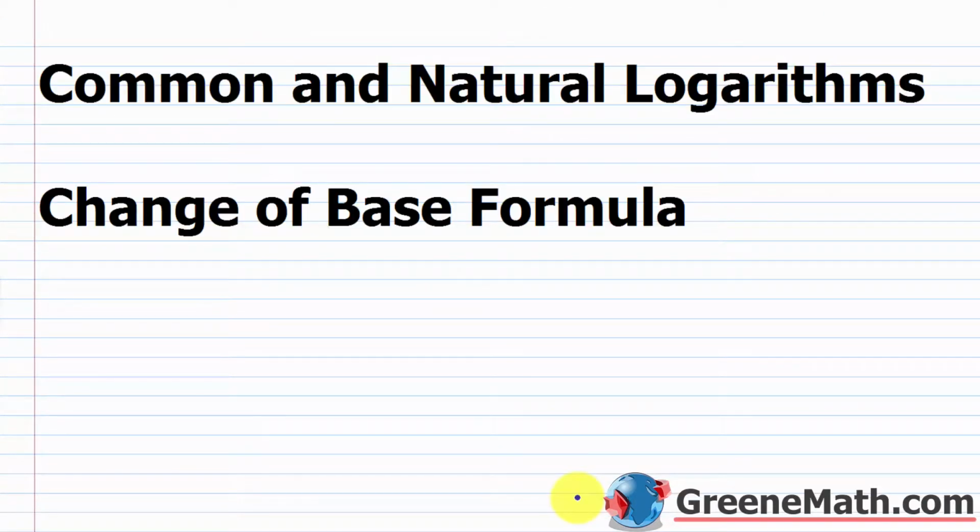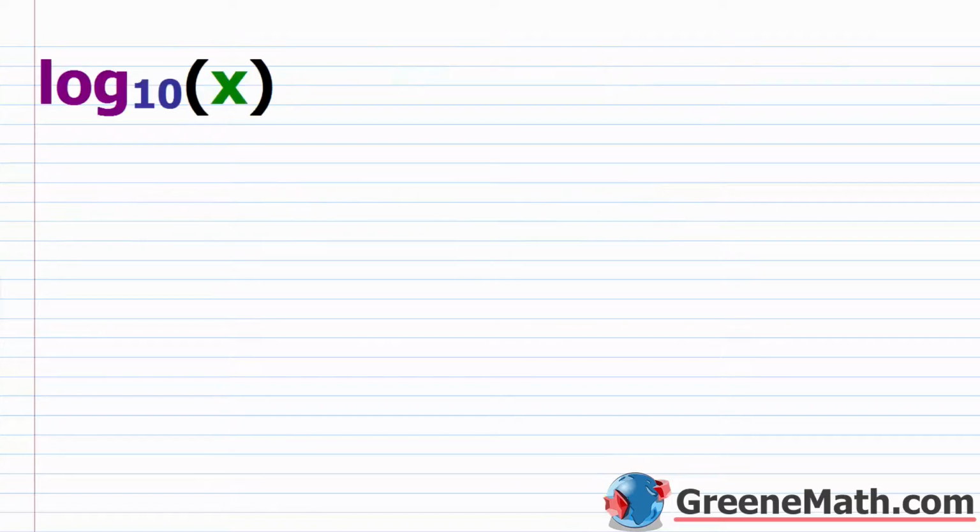In this lesson, we want to talk about common and natural logarithms. Additionally, we're going to talk about the change of base formula for logarithms. Now, most of you already know that the log key on your calculator corresponds to a logarithm with a base of 10. This type of logarithm is known as the common logarithm, and when we write the common logarithm, we can use a little shorthand and not include the base. So something like log base 10 of x can be just written as log of x.